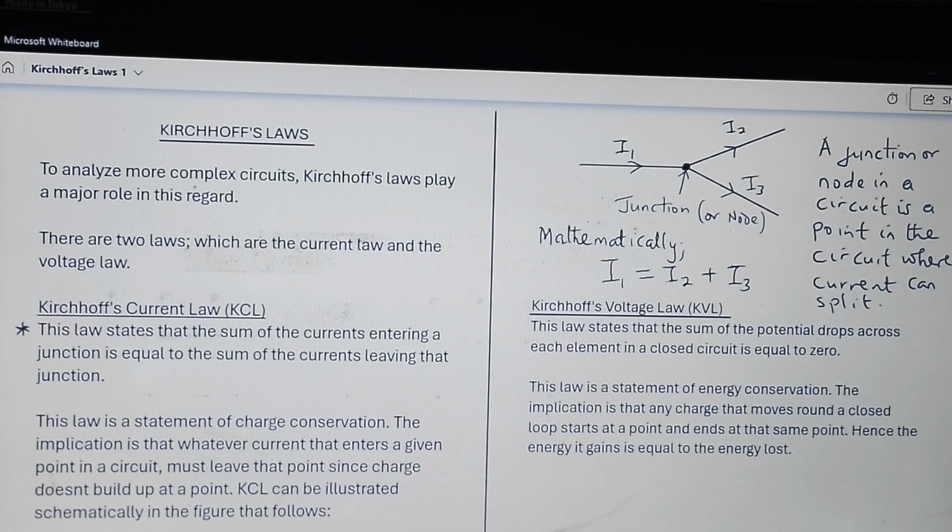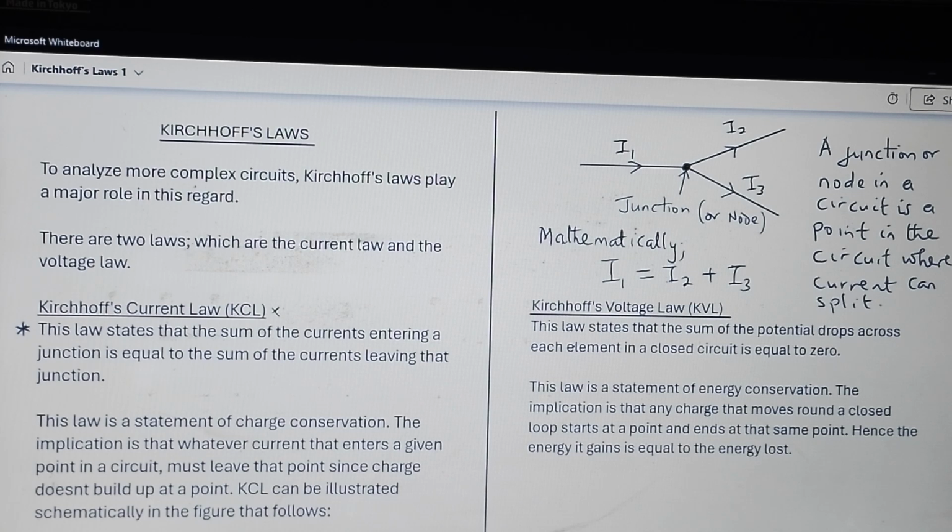So start with the current law, Kirchhoff's current law. This is Kirchhoff's current law. That law tells us that the sum of the current entering a junction is equal to the sum of the currents leaving that junction. In other words, if you have a junction in a circuit, the amount of current entering that particular junction will be the same amount of current that will leave the junction.